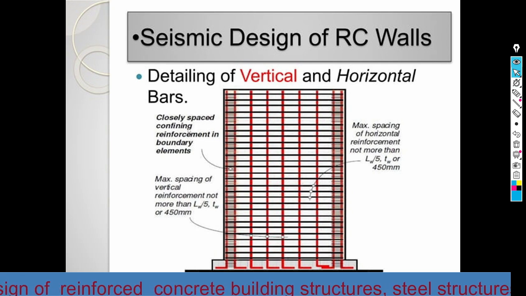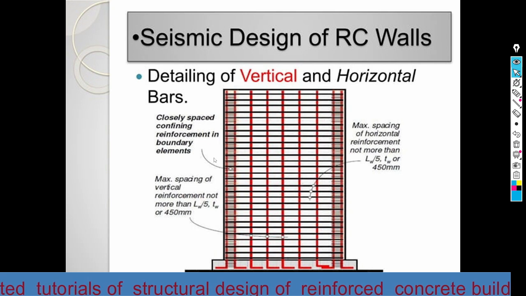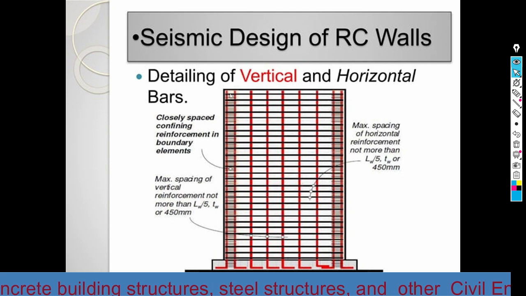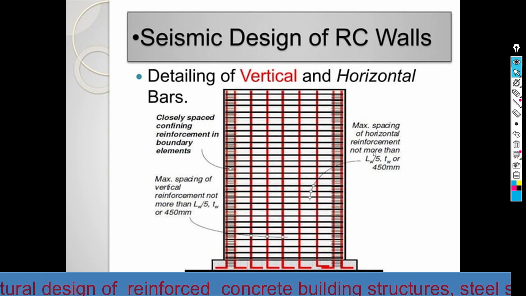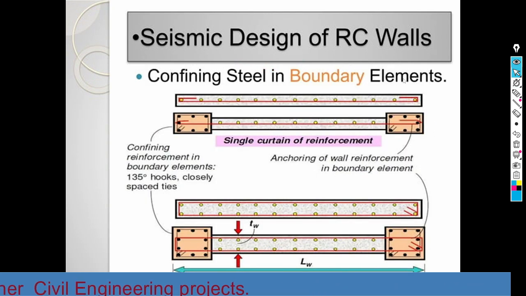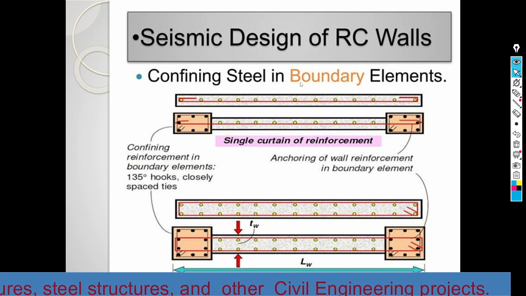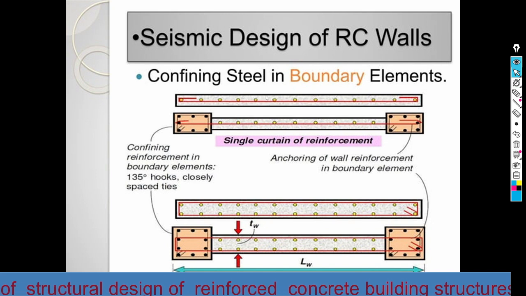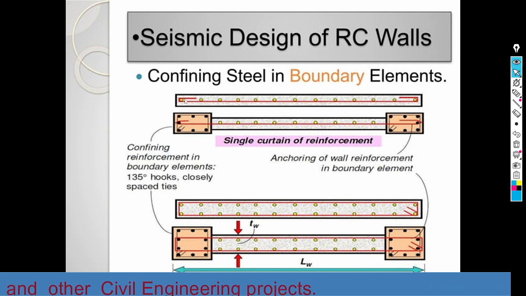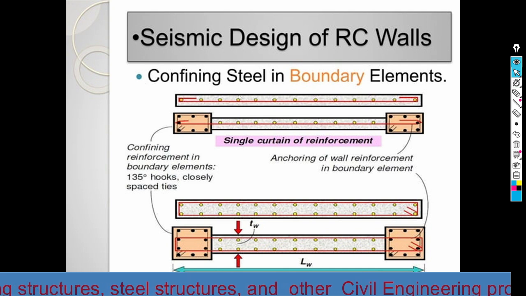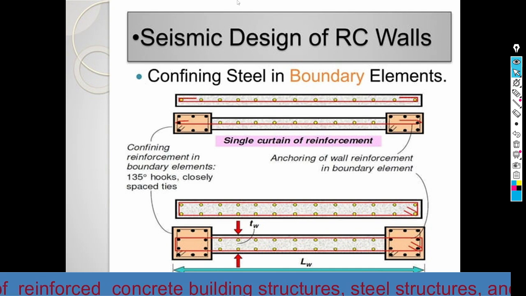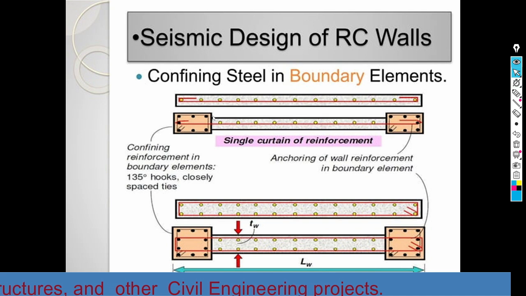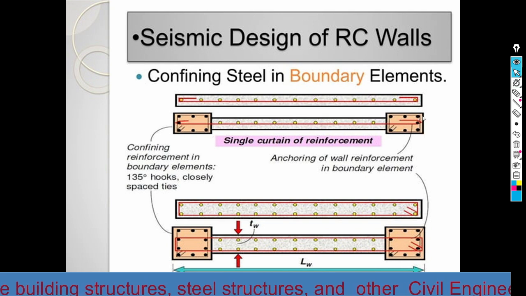Here, closely spaced confining reinforcement, that is the stirrups, is provided in the boundary element. The maximum and minimum spacing of the hooks are provided in the code. This is the confining steel in the boundary element, and this one is for a thin section. If the wall is very thin, we can provide the vertical reinforcement in one layer. In a thin shear wall, we may provide a boundary element here. This is what we call a boundary element.